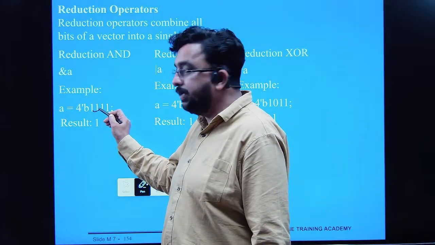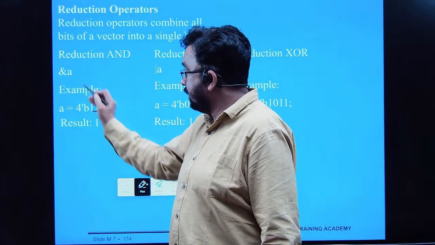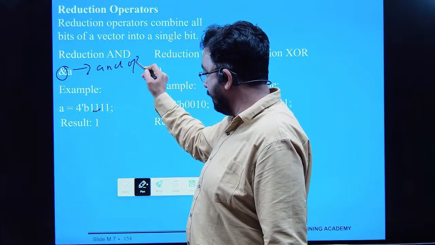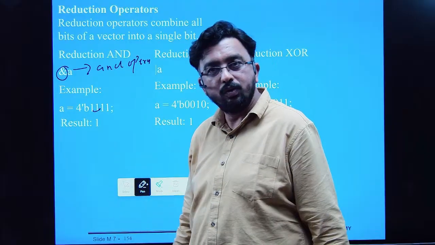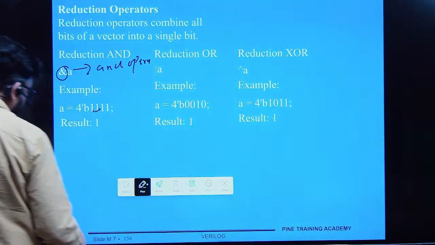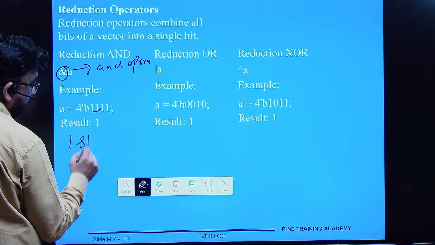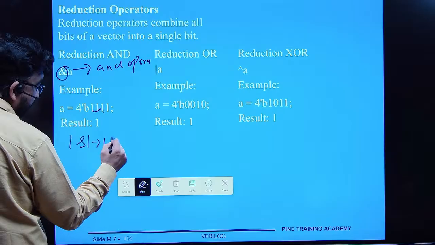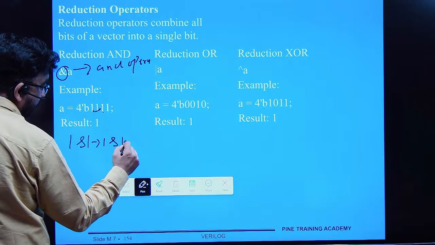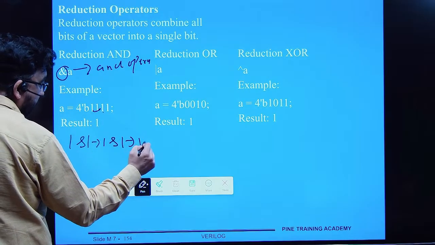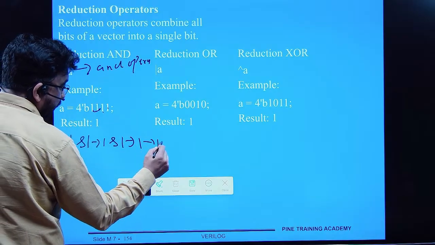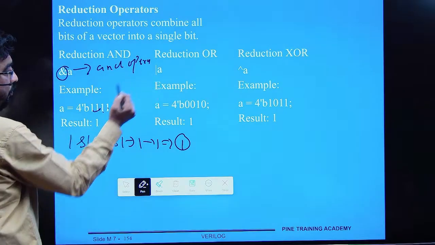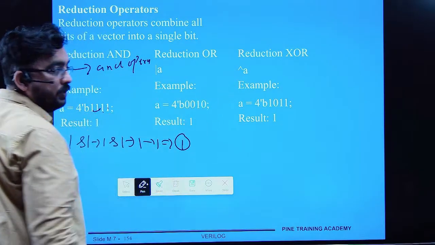So put an AND between the 1s. This is basically an AND operator, and everyone knows what AND is. So 1 and 1, what is the output? 1. Now this 1 will be ANDed with this 1. What will be the output? 1. And this 1 will be ANDed with this 1. So what is the final output? 1. This is your OR operator and this is your XOR operator.